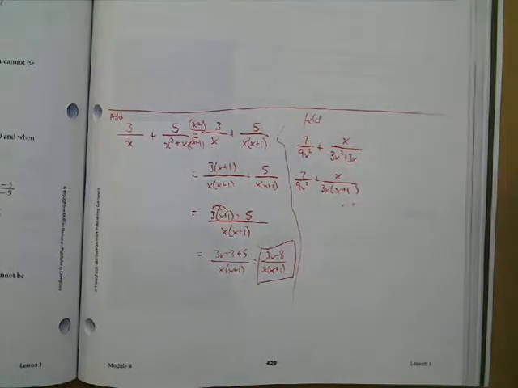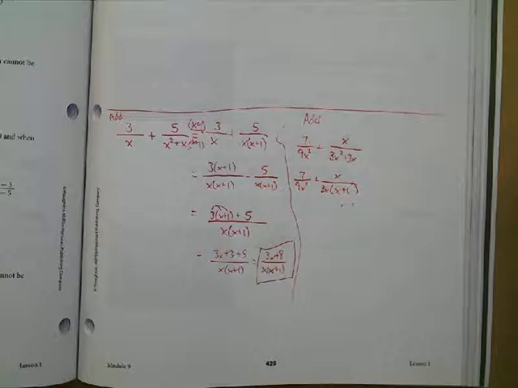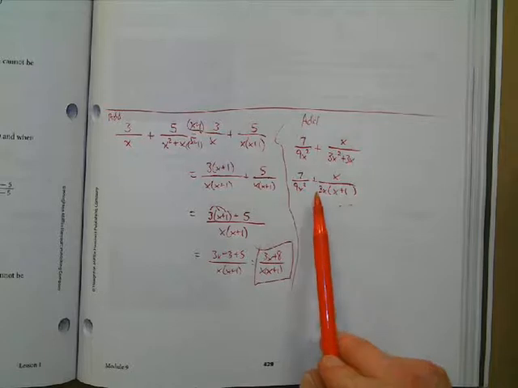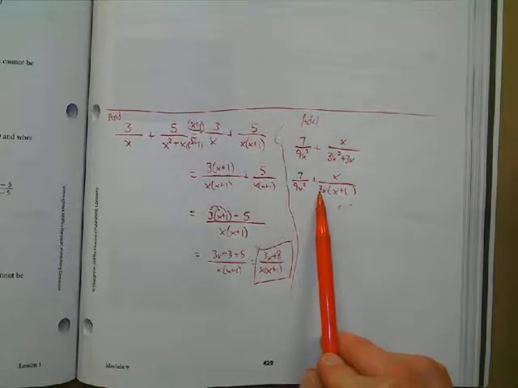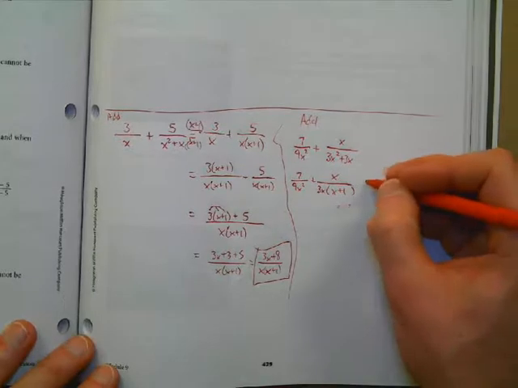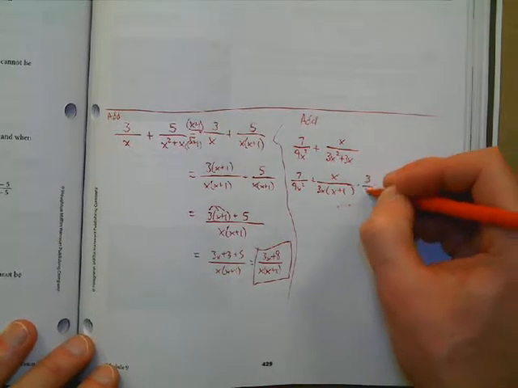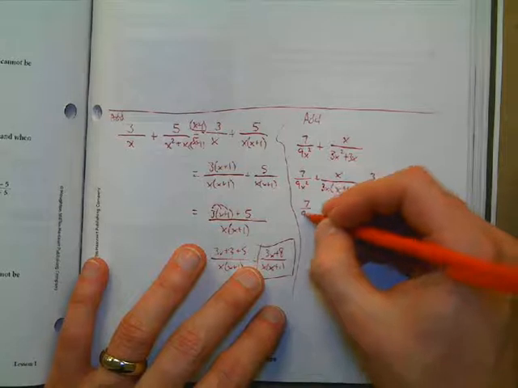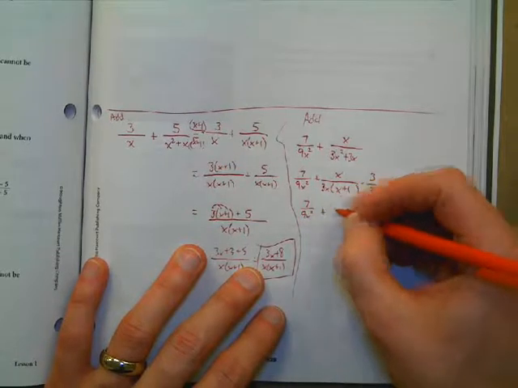Okay, so now I got to make these denominators match. So let's see here. I see in this denominator I have 9. In this denominator I have a 3. How can I fix that? Multiply by 3. So we'll multiply the top and bottom by 3. Okay. So now I'll have 7 over 9x squared plus 3x over 9x times x plus 1.